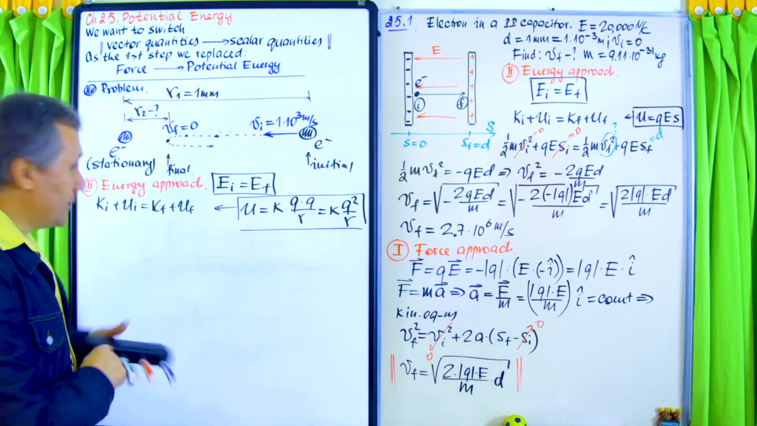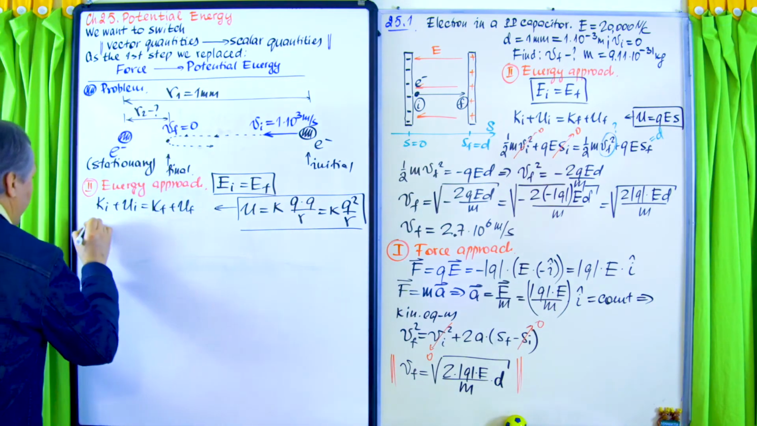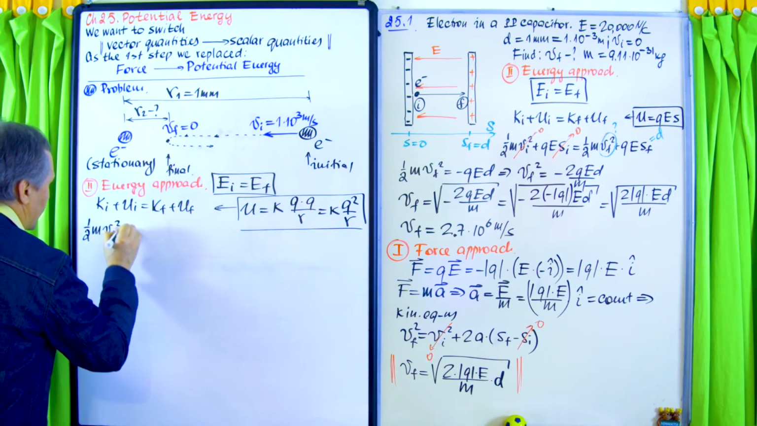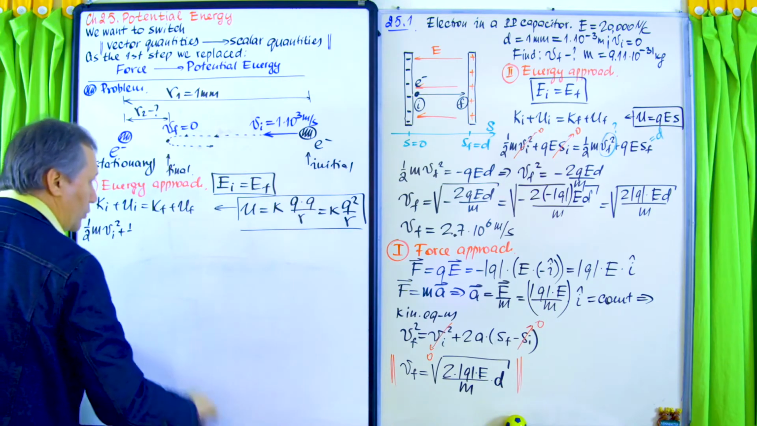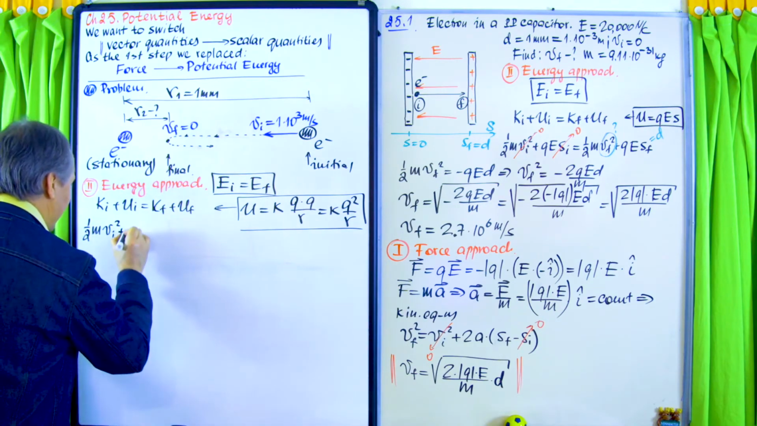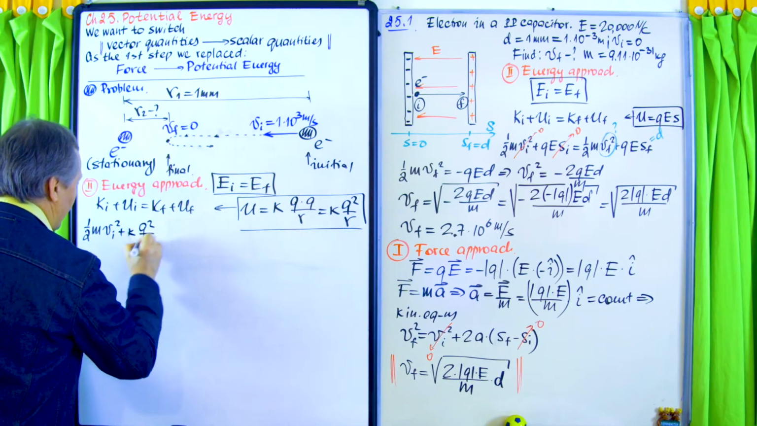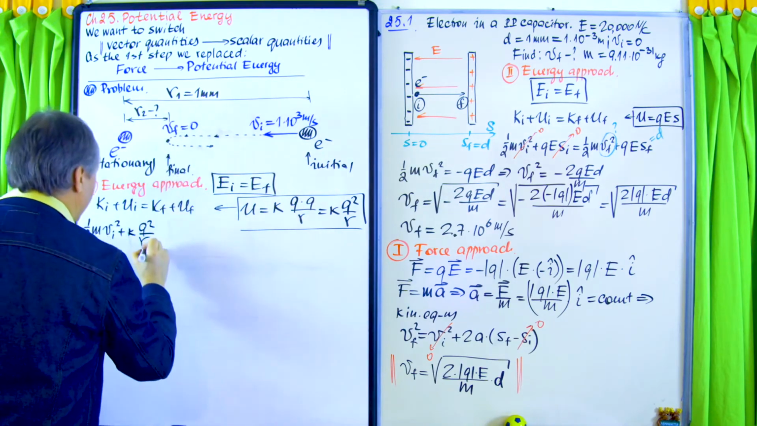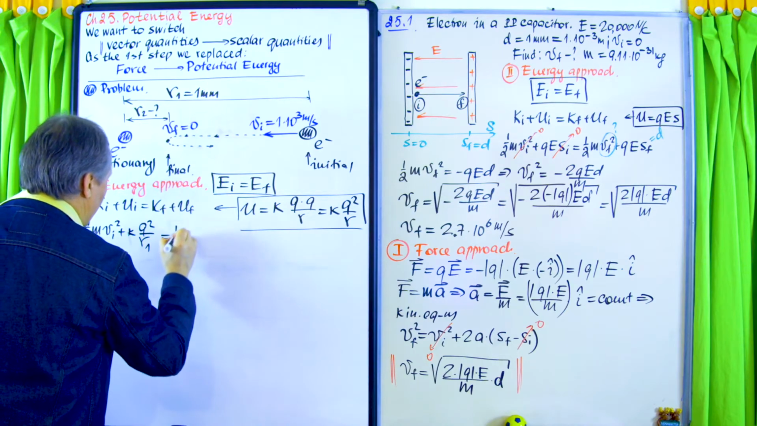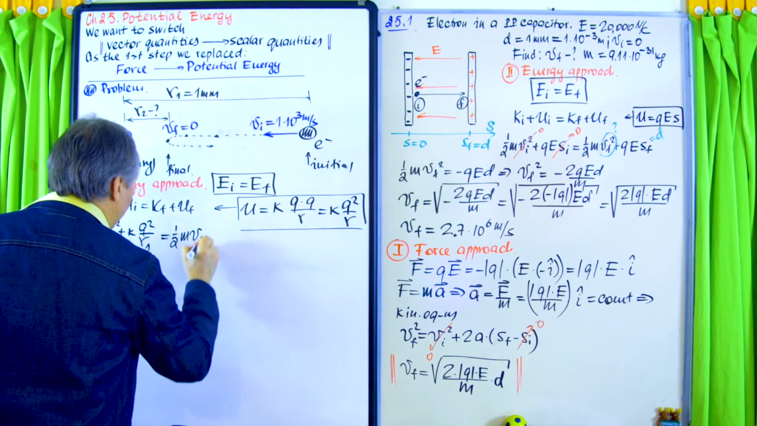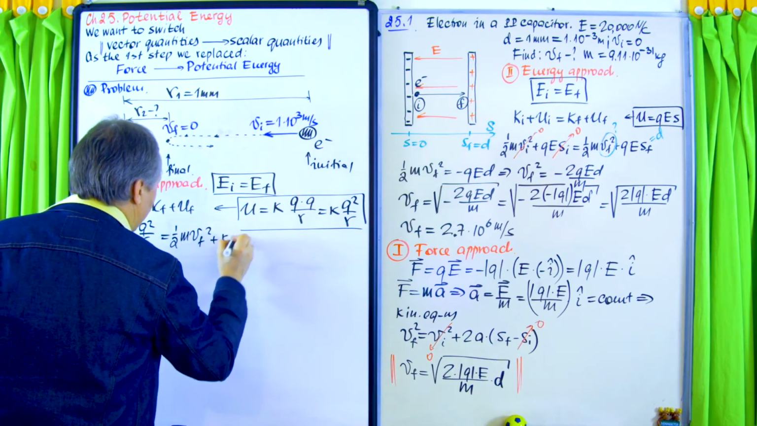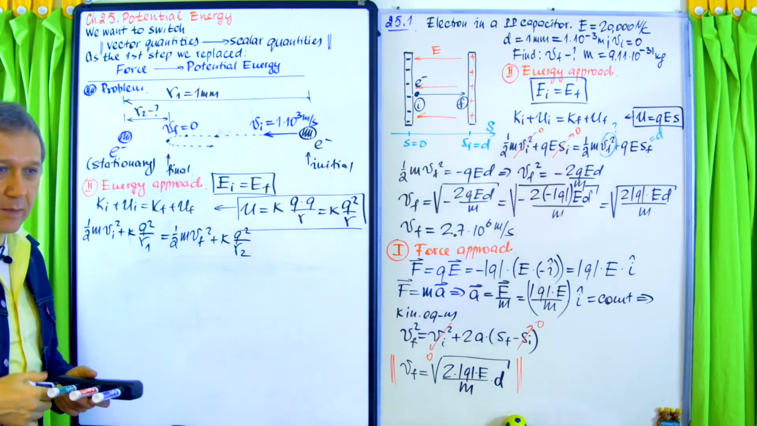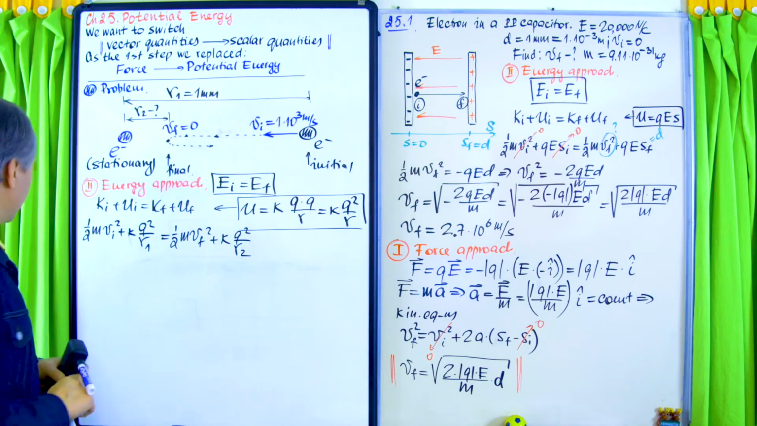So now, as I said, let me write explicitly. It will be 1/2 mv initial squared plus kq squared over r initial, it's r1, then 1/2 mv final squared plus kq squared over r2. Okay, now let's dump what is 0.